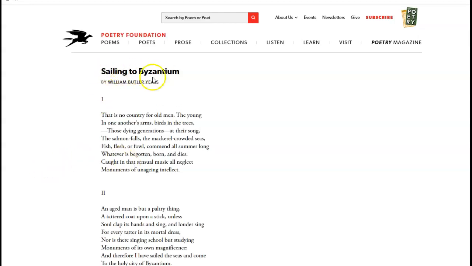So let's look at Sailing to Byzantium first. A couple of things when we read poetry. I say always read it twice. I tell my students at least twice. That's the minimum. Read it first, just read through it, just at face value.